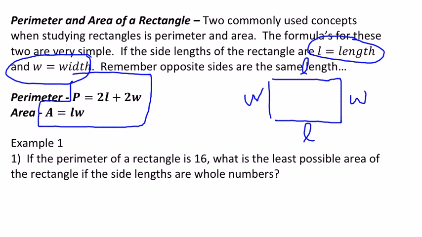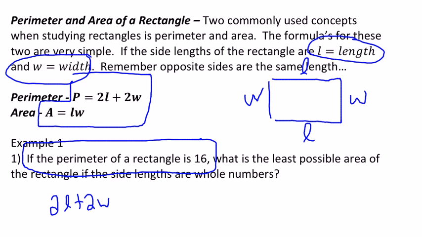So our first example says the perimeter of a rectangle is 16. What is the least possible area of the rectangle if the side lengths are whole numbers? So we look at the information given to us, which is that the perimeter is 16. Just knowing the perimeter doesn't tell us what the side lengths are, but it gives us a way to find possibilities. Since perimeter is 2L plus 2W, we know 2L plus 2W has to equal 16. But to make the problem a lot easier, we can divide everything by 2 and show that length plus width must equal 8.